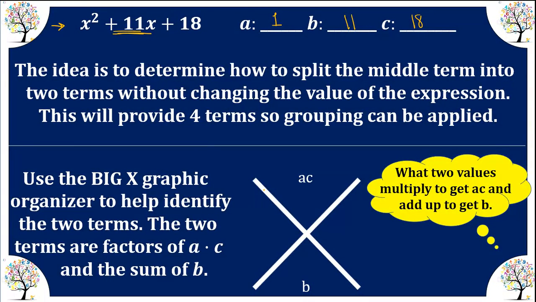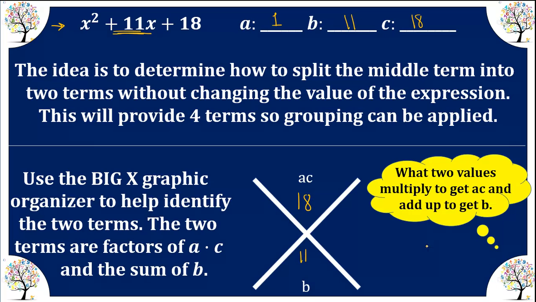In the graphic organizer, I just call it a big X. The top number is going to be the product of A times C. So we have 1 times 18. The bottom number of our graphic organizer, B, you can just remember the bottom is for B. It is the B value, the B term, the coefficient of our linear is 11. So what we need to do is think of the factors of 18, what multiplies together to give you 18, but at the same time adds up to 11.